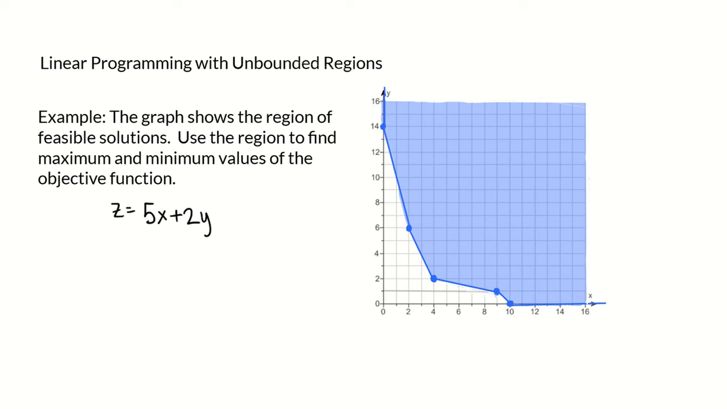This is an example of linear programming with an unbounded region from a graph. So the graph shows the region of feasible solutions. We use the region to find the maximum and minimum values of the objective function z equals 5x plus 2y. We can use the corner point theorem, which states that we only need to test the corner points of this graph. So one of those is (0, 14). So this one here.